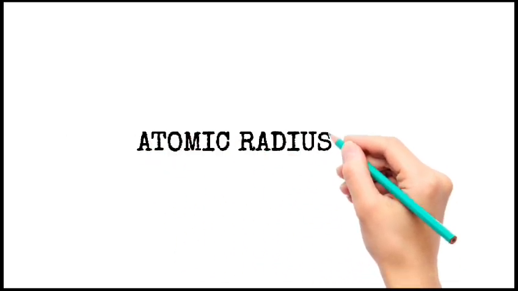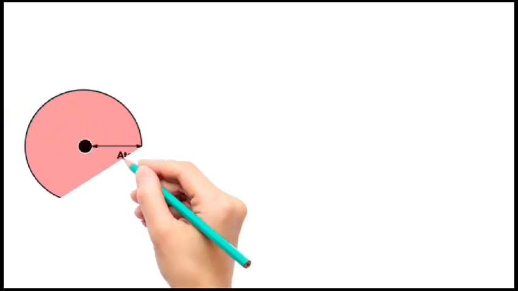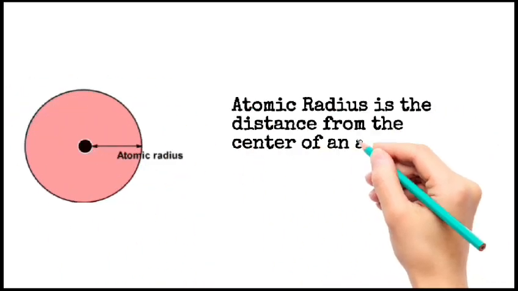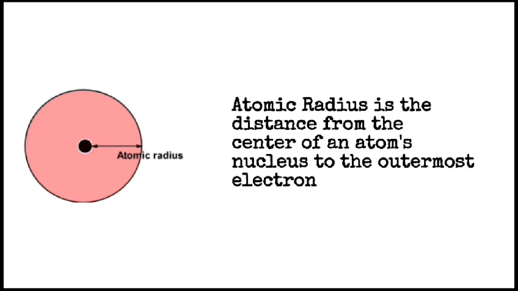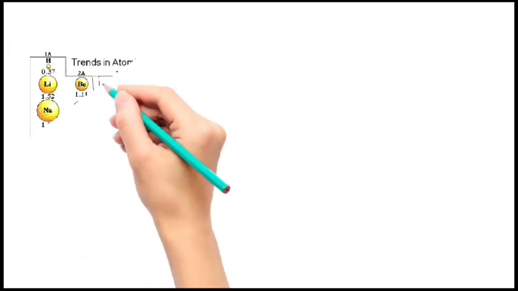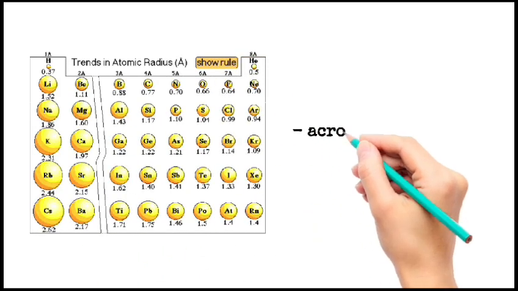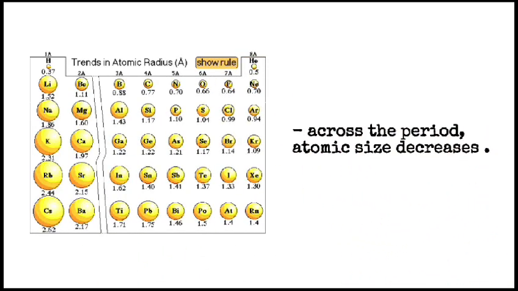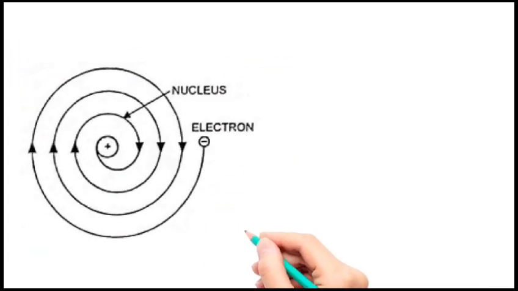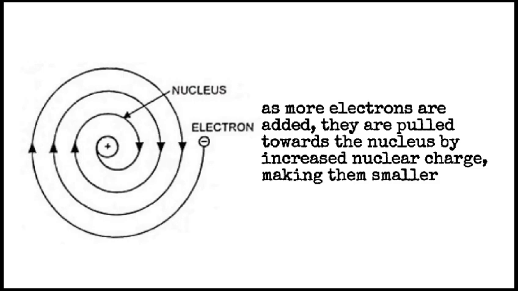First, let's talk about the atomic radius. The atomic radius is the distance from the center of an atom's nucleus to the outermost electron. As we move from left to right across a period, the atomic radius decreases. This happens because as we add more protons and electrons, the increased nuclear charge pulls the electrons closer to the nucleus, making the atom smaller.